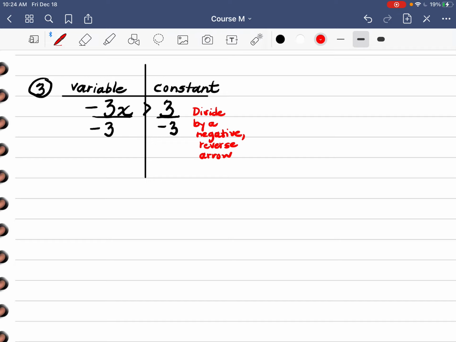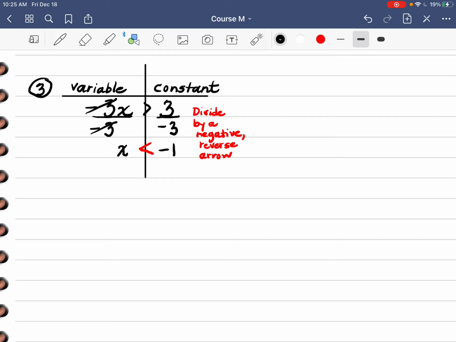So here's what's going to happen. Because I'm dividing by negative 3, the arrow turns the other way. And I don't have a trick for that. You just have to remember to do it. And I forget it myself sometimes because I don't work with these. So x is now less than negative 1. And that only happens when you multiply or divide by a negative, that you will reverse that arrow.